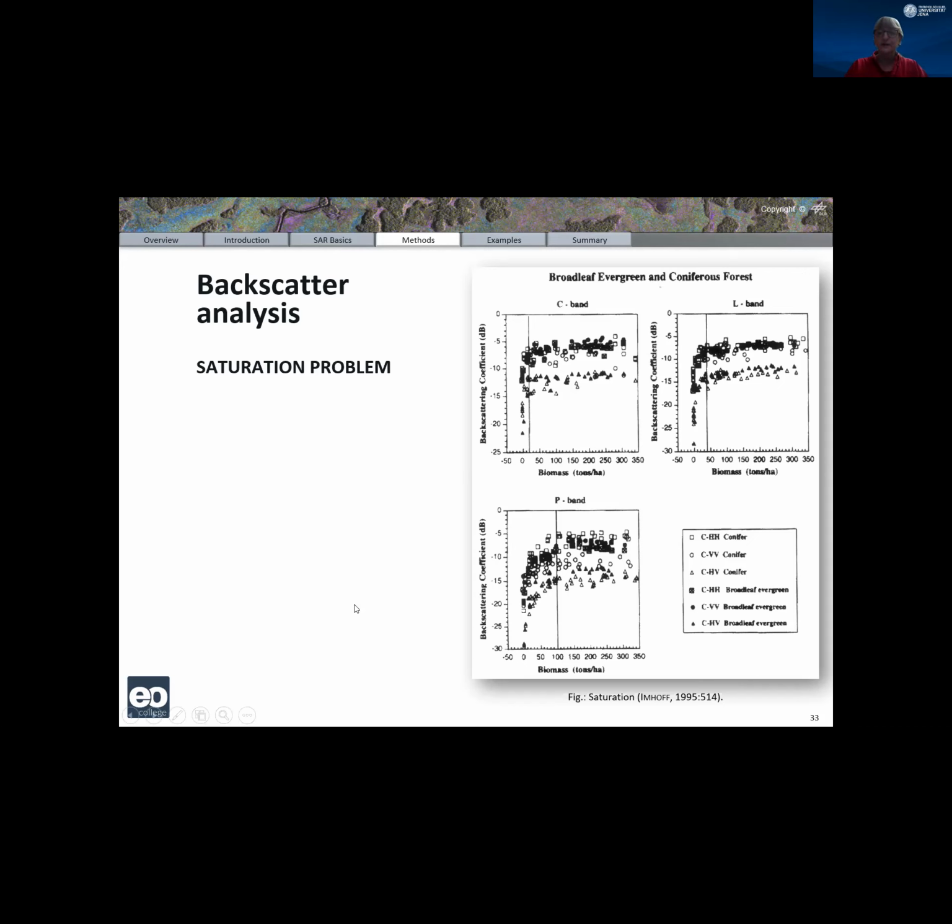That's natural, and this is happening in all frequencies. So in C-band, L-band is what you would mainly use, possibly not P-band yet.